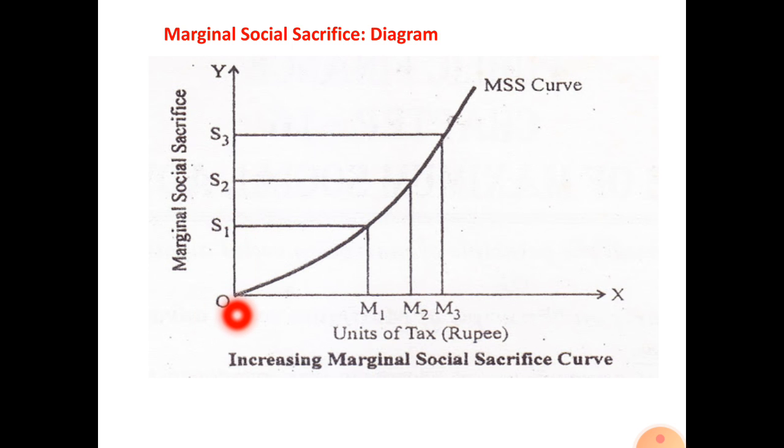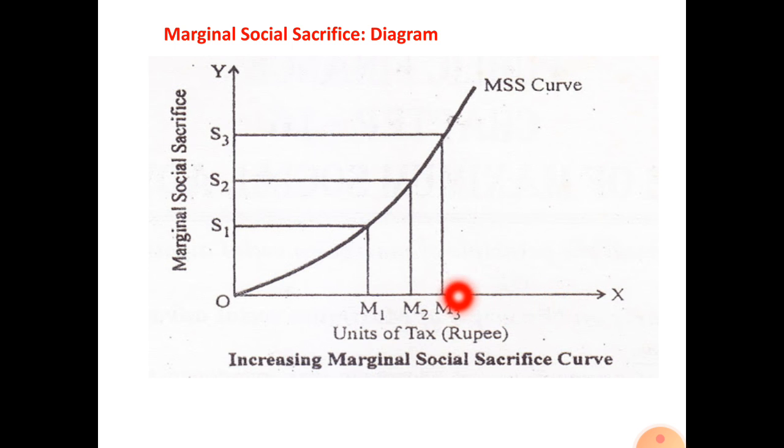When the unit of taxes increases to M2, the social sacrifice is also S2. Next, M3, S3. The curve is going upward from left to right, which means whenever the unit of taxes is increased from M1 to M3, the sacrifice of the people, their additional burden, also increases. A simple diagram: increasing marginal social sacrifice.